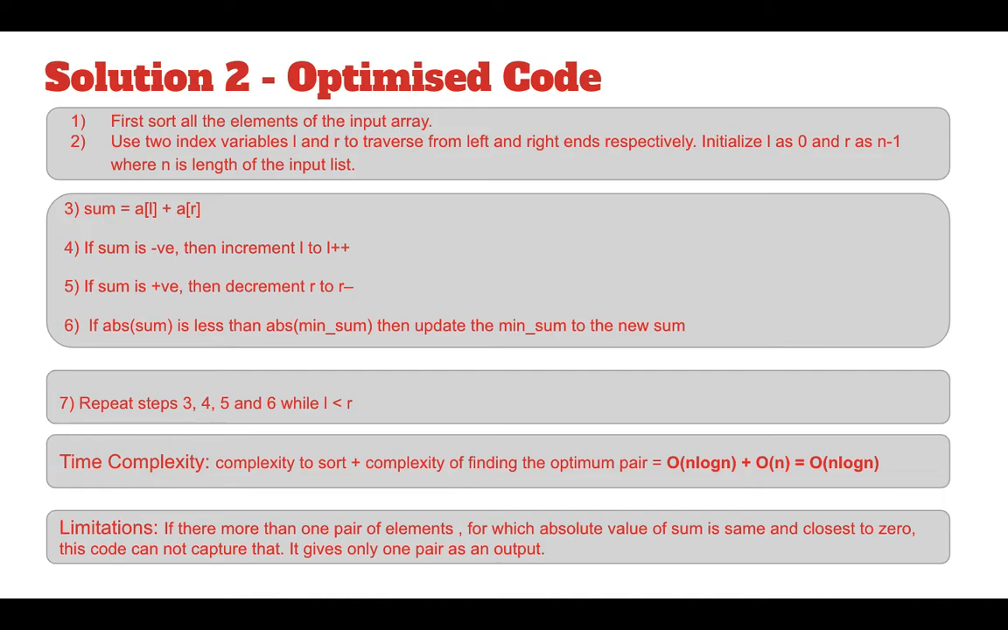Limitations: if there is more than one pair of elements for which the absolute value of sum is the same and closest to 0, then this code cannot capture that. It gives only one pair as an output.